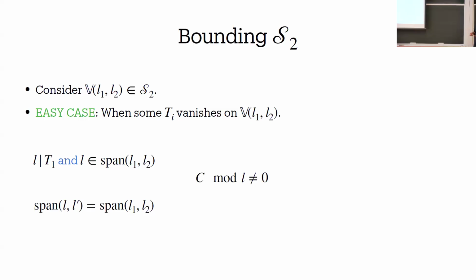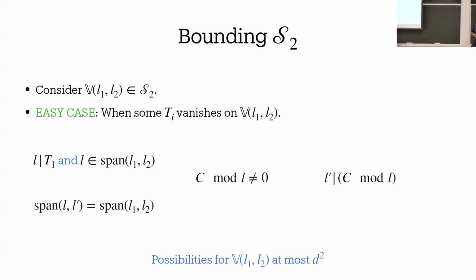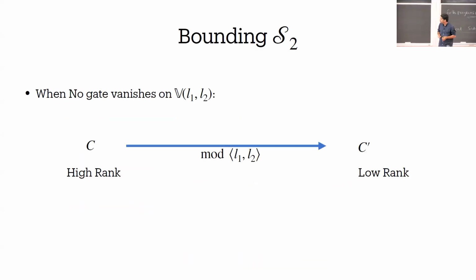C mod L is not zero because of the maximality conditions. What it means is that L prime divides a non-zero polynomial, C mod L. Since L divides T1, we only have D choices for it. And C mod L is a non-zero degree D polynomial, so for L prime we have D choices as well. This means we have only D square choices for V of L1, L2.